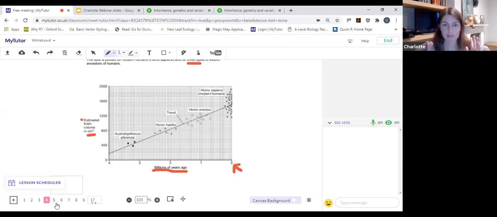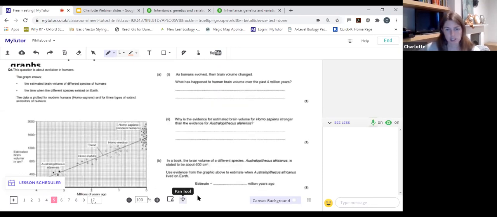Okay, right, we've got this graph sorted. We found this weird axis and we know what it shows. Basically, we have a bigger brain volume than any of these guys that came before us over the millions of years.